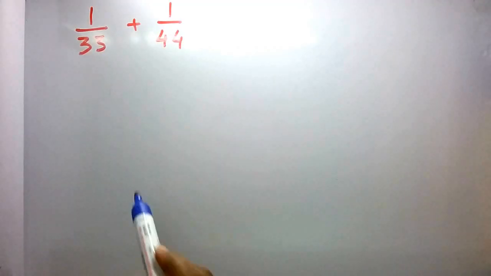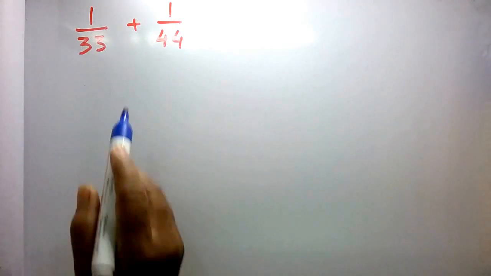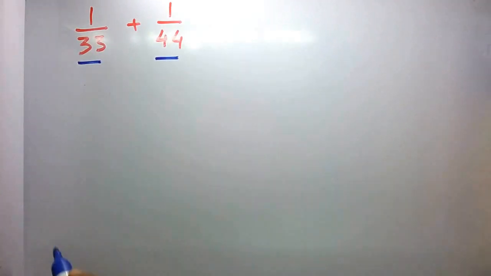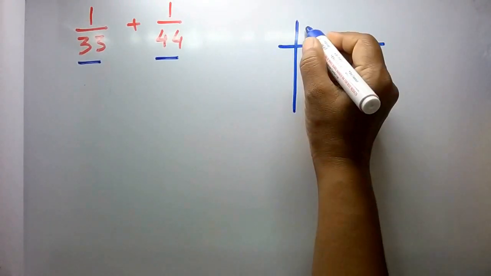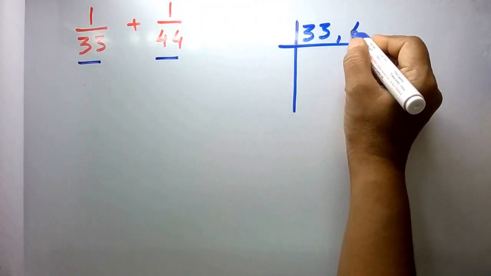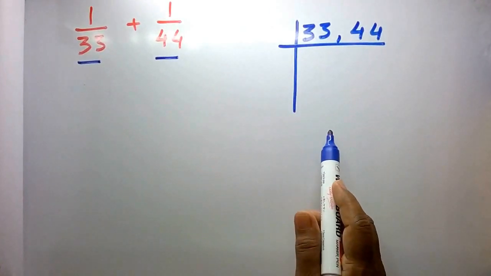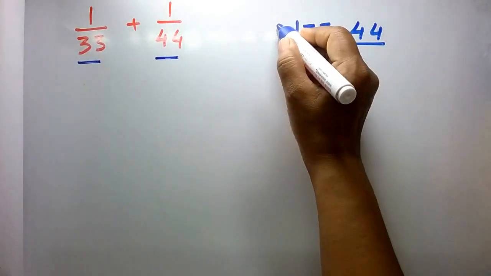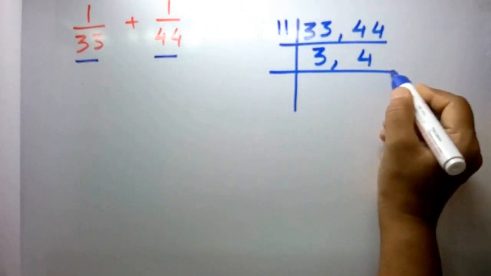Now add the rational numbers 1 upon 33 and 1 upon 44. As denominators are different, first take out the LCM of these two numbers, that is 33 and 44. If you observe them, both of them come in the 11 table. 11 3s are 33, 11 4s are 44.